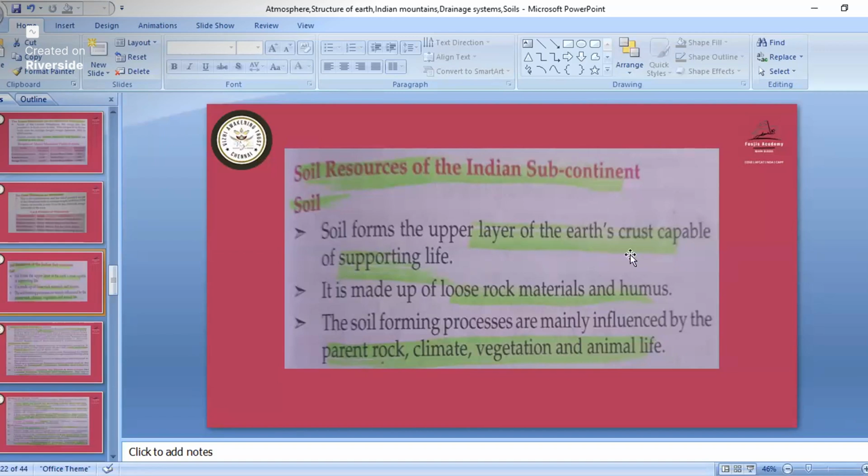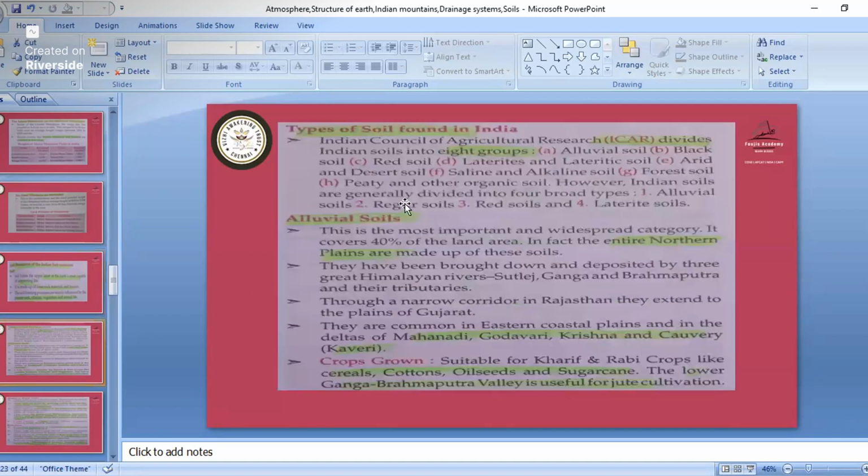Soil forms the upper layer of Earth's crust capable of supporting life. It is made up of loose rock materials and humus. The soil forming processes are mainly influenced by the parent rock, climate, vegetation, and animal life. Okay, now we'll see the types of soil found in India. See, this question has come: Indian soil is divided into how many groups? So according to ICAR, Indian Council of Agricultural Research, Indian soil is divided into 8 groups.